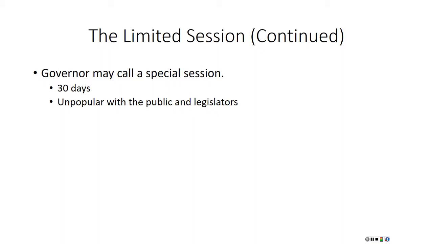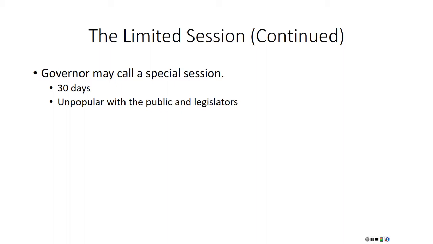We see that these special sessions, they're unpopular with the public and the legislators. Why would the legislators not like them? Because this keeps them in Austin. This keeps them away from their real jobs and making real money. They don't want to be in Austin, they want to go home.